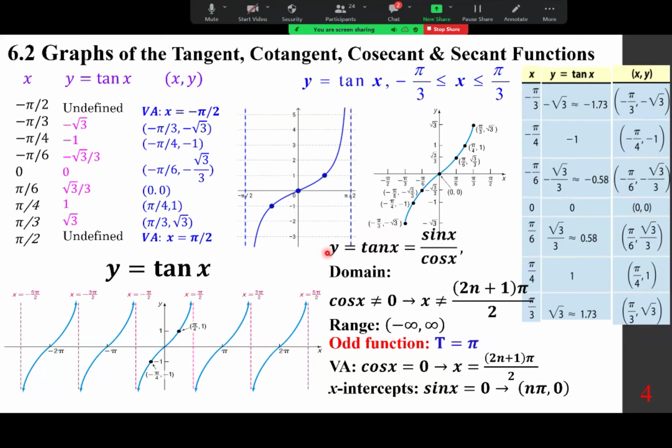So remember, one complete cycle goes through (0, 0), with vertical asymptotes at x equals minus pi over 2 and x equals pi over 2. And in general, (2n + 1) times pi over 2, because cosine is 0 there. And by the way, as far as the domain is concerned, we exclude those. So x can be any number except those, right?